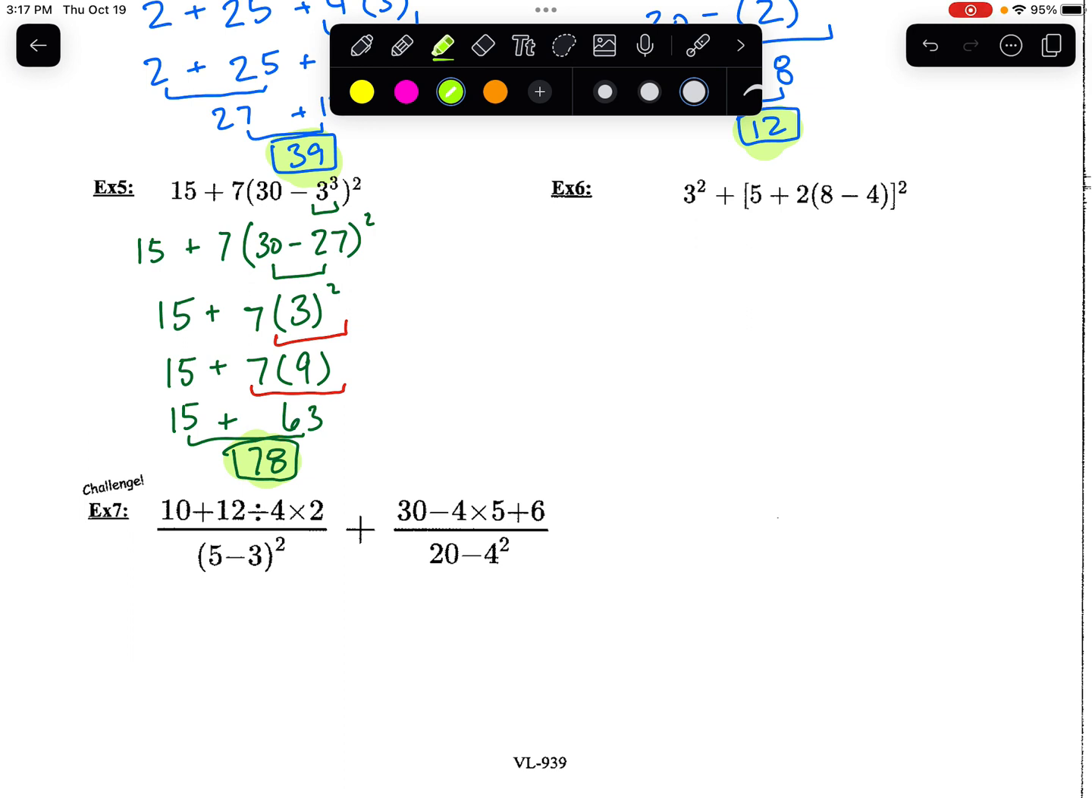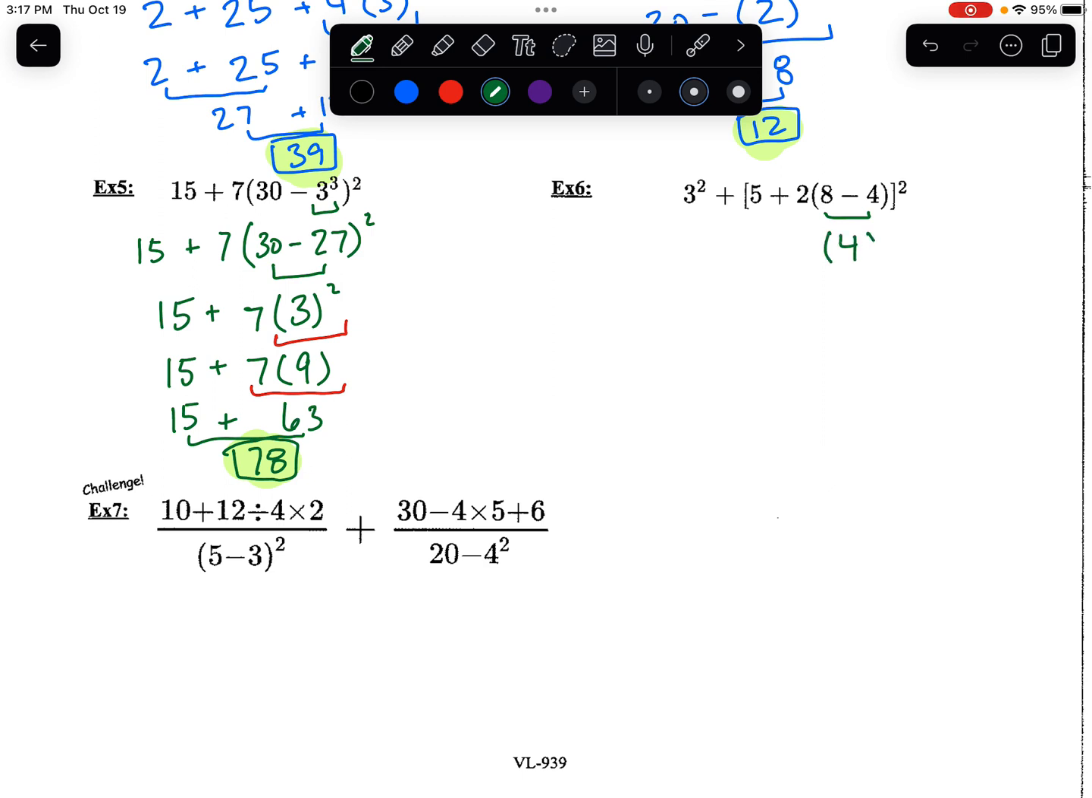Got another example, number 6. Got lots of stuff going on. We have 3 to the second power plus a big parentheses known as a bracket. 5 plus 2 parentheses 8 minus 4. So we have a parentheses inside of a parentheses in this one. And so what we're going to have to do is follow the order of operations inside this bracket, which means we do the inside parentheses first. So 8 minus 4 gets us 4.